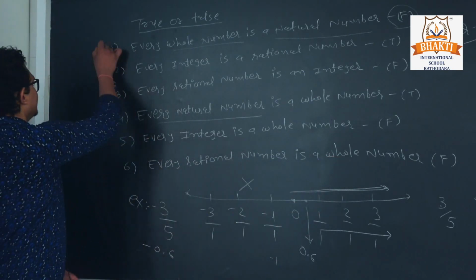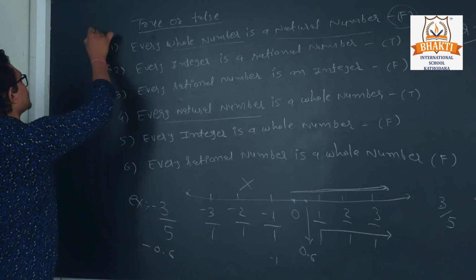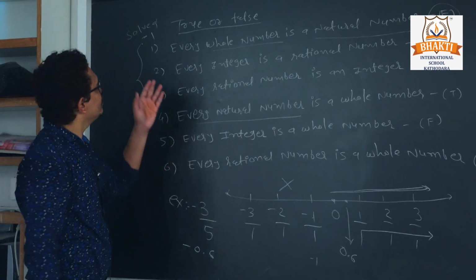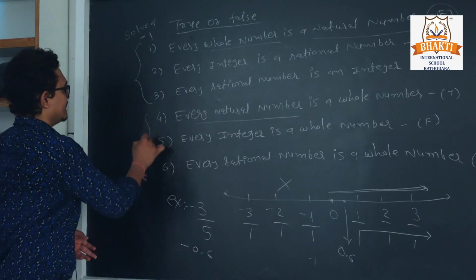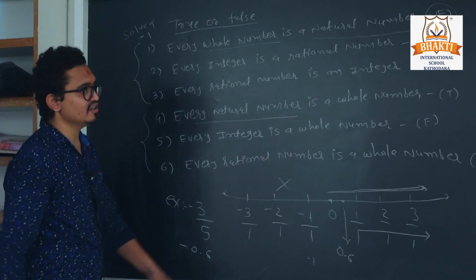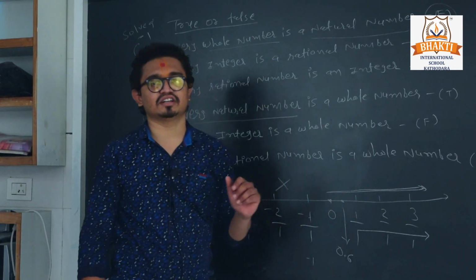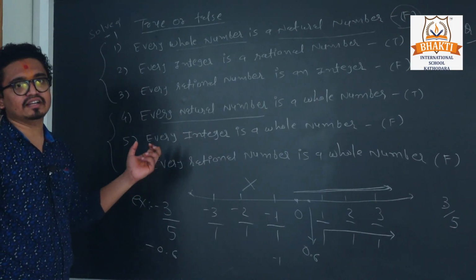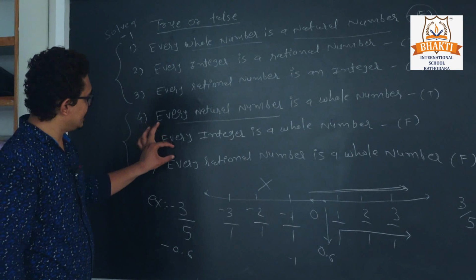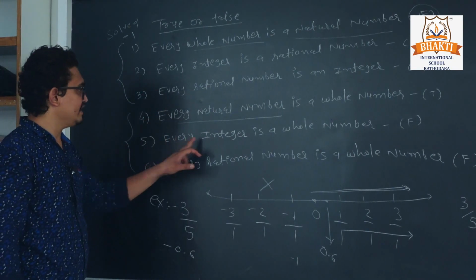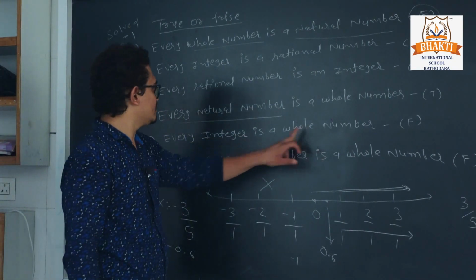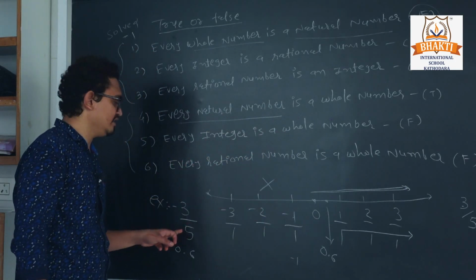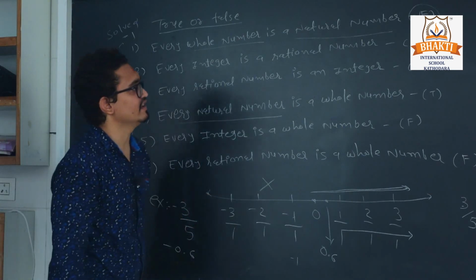So the first three are taken from solve sum number 1, which is given in your book. And the last four, 3, 4, 5 and 6, are from your exercise 1.1, the last question, question number 3. They are saying to identify whether each is true or false, and if it is false, give the reason. So in that you can give the reason: every integer is not a whole number, because whole numbers start from 0, but integers also include negative as well as positive values.